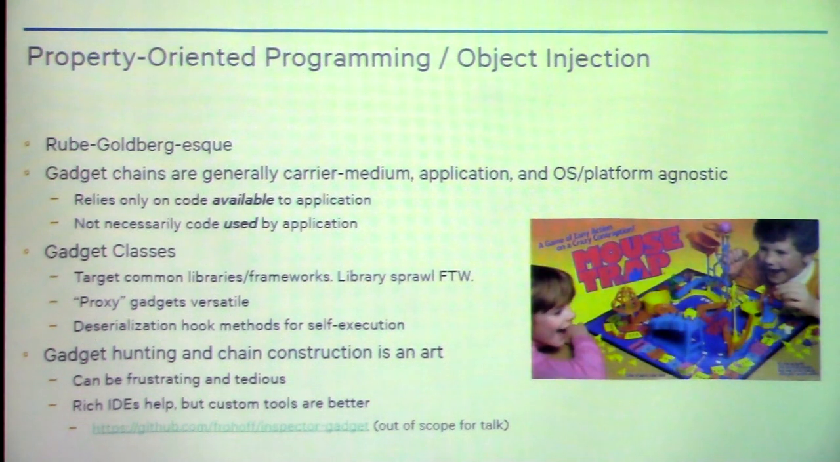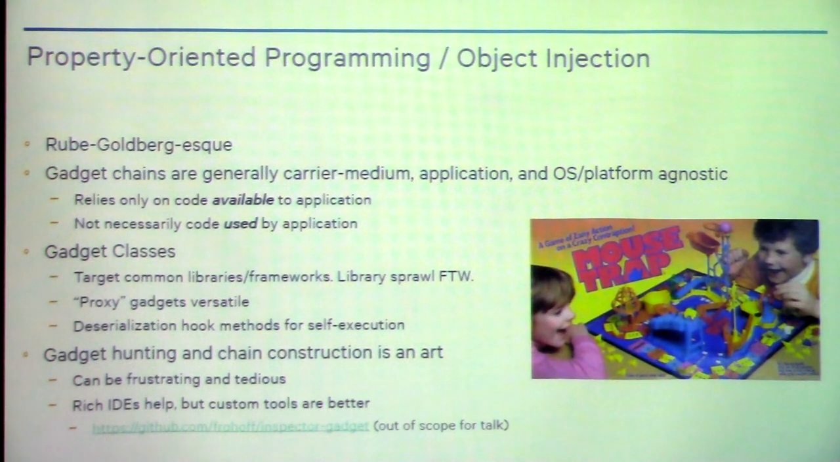And the important thing to note is that it relies only on the code that is available to the application. So in the case of a Java application, this would be what things are on the class path. In the case of a Rails app or a Ruby thing, this would basically be what gems are loaded. And it does not care about what code is actually used or executed by the application, only what is available. So what I found from the work we've done is that it's good to target really common libraries and frameworks. If you look at, especially in Java and Ruby space, you open up a sample app, like your pet store app or whatever the demo thing, and it'll have like 40 dependencies because transitive dependencies just pull all that stuff in.